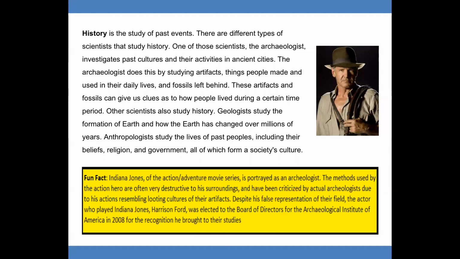There are different types of scientists that study history. One of those scientists, the archaeologist, investigates past cultures and their activities in ancient cities. The archaeologist does this by studying artifacts, things people made and used in their daily lives, and fossils left behind. These artifacts and fossils can give us clues as to how people lived during a certain time period. Other scientists also study history.